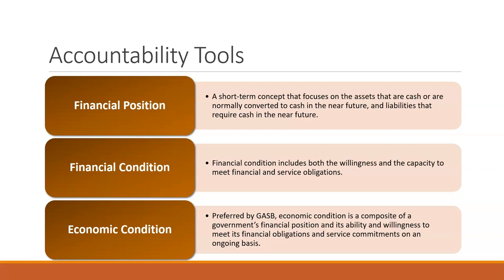This is a combination of the willingness and capacity to meet financial and service obligations. So you remember that when you're a governmental entity, it's not just about making sure that your bills are paid and the lights are still on. We also have service obligations to our citizens, things like having well-maintained parks, clean streets, low litter downtown areas, working traffic lights. So can we maintain those service obligations that are part of our governmental obligation to our citizens?